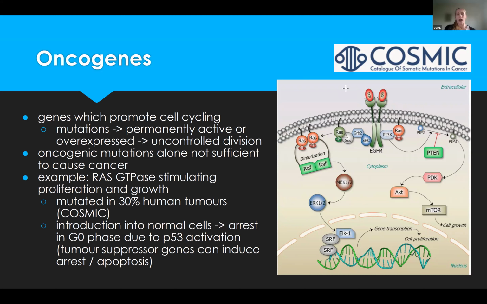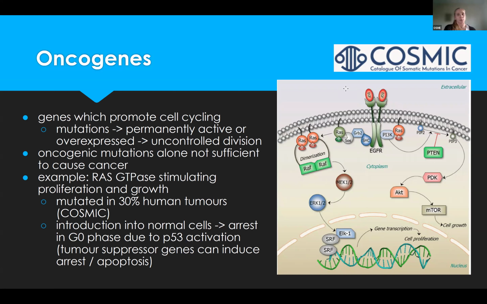And one of the examples would be RAS GTPase. It stimulates proliferation and growth, and it's mutated in about 30% of human tumors. By the way, COSMIC is this website where you can check the mutation rates of specific molecules, receptors, etc., in different types of tumors. But to get back to RAS GTPase, it has been discovered that when you introduce it into normal cells, they actually do not go into uncontrolled proliferation, and they arrest in the G0 non-proliferative phase, and that's largely due to activation of the tumor suppressor gene p53.